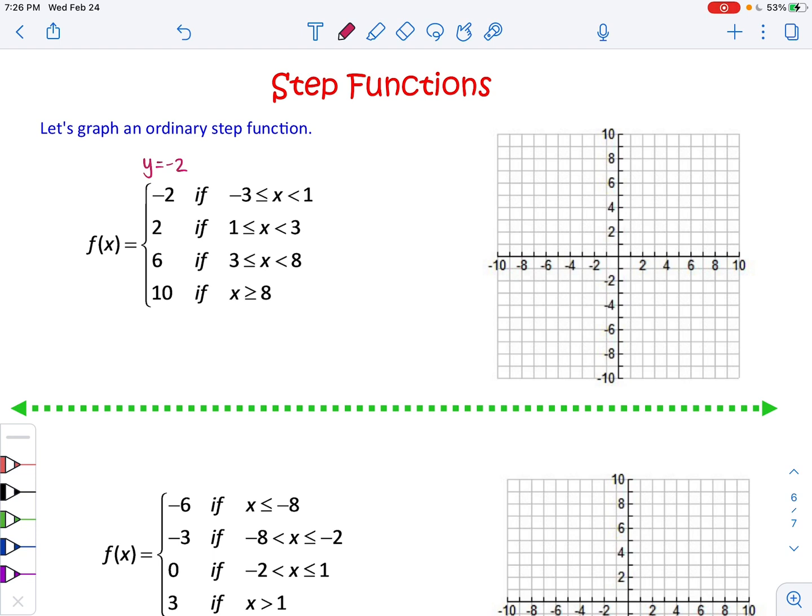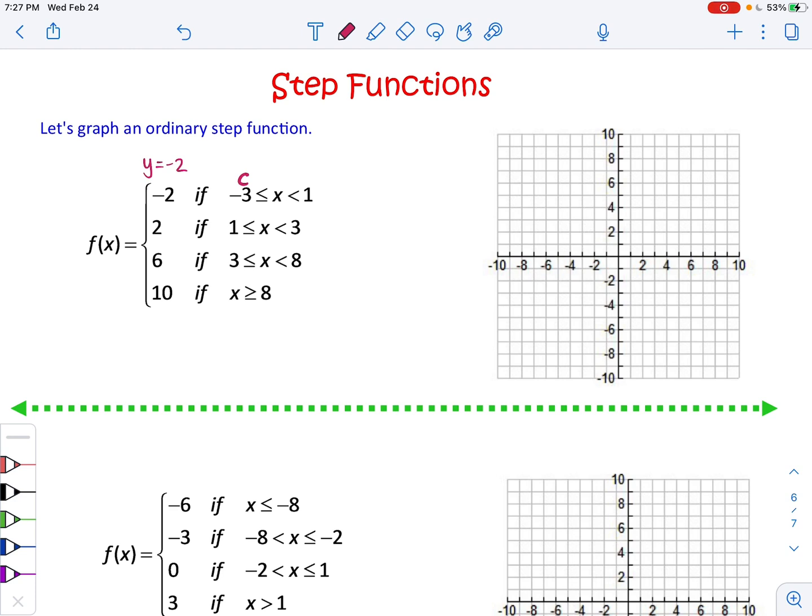So let me go through how I would actually graph this if I was approaching the problem from start to finish. So I see the first line is y equals -2. And now I want to look at the inequality. Notice it says -3 is less than or equal to x. That "or equal to" means x is allowed to equal -3 here. So -3 is going to have a closed circle because it is included in this inequality.